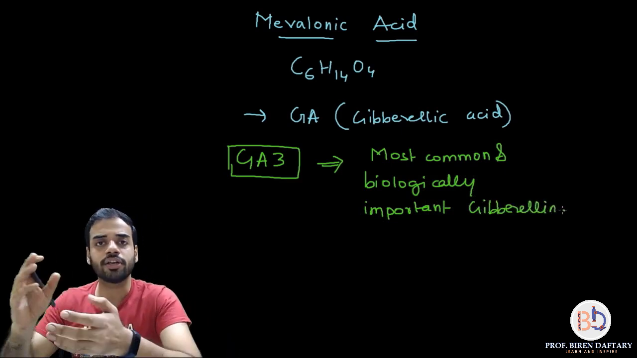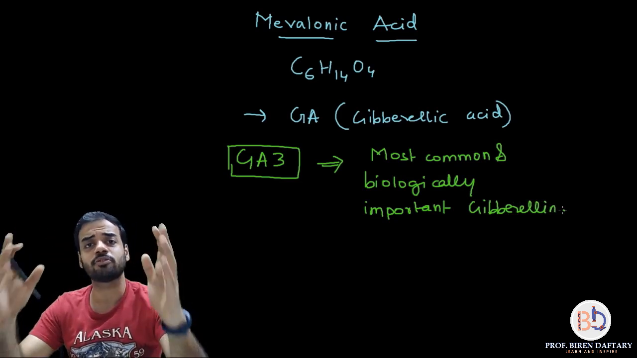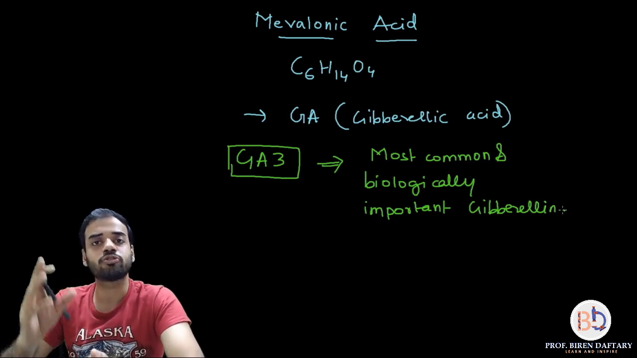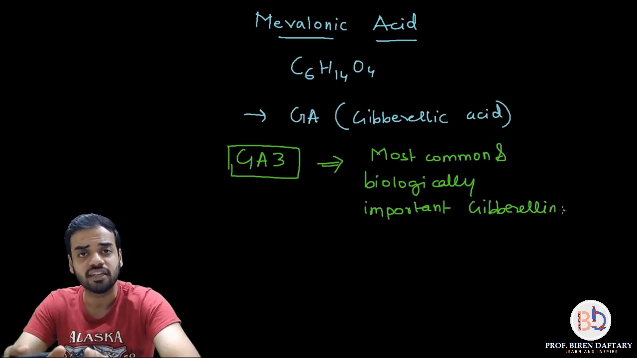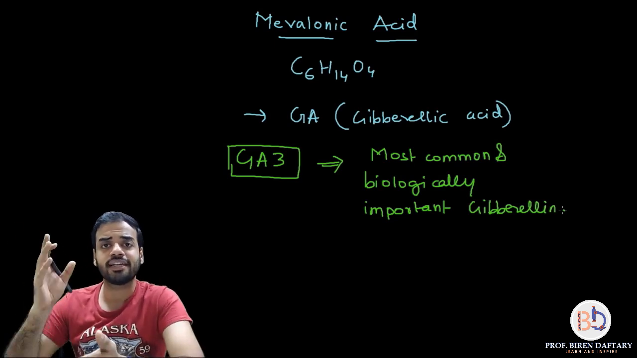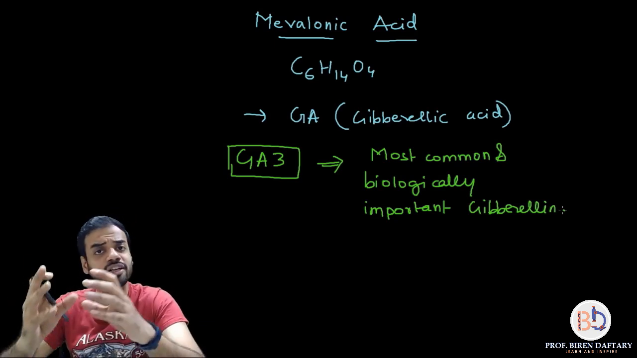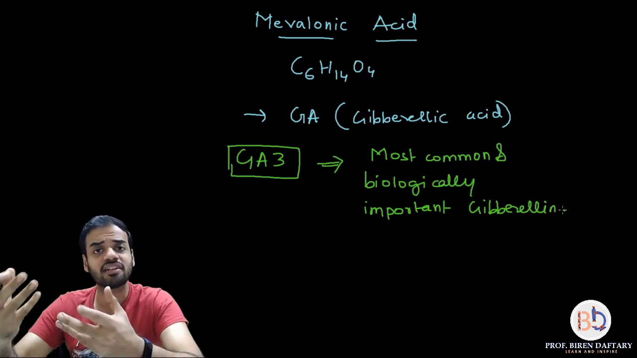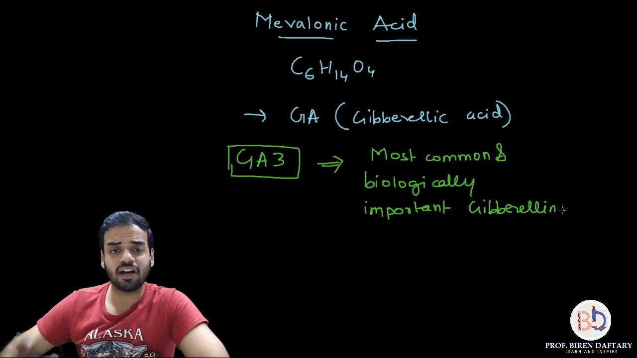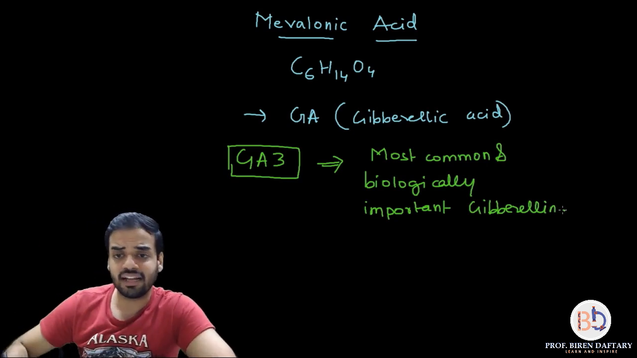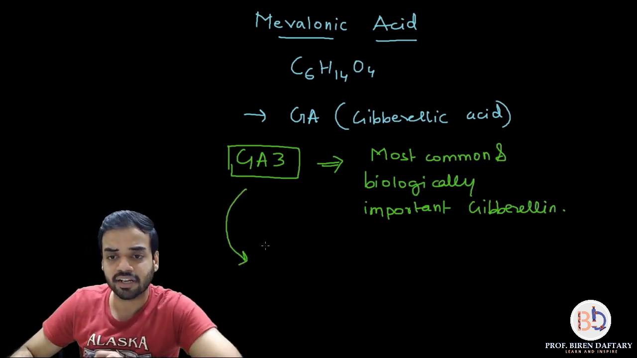Is this clear? Everybody has to remember that out of those 150 types of gibberellins, the most common and the most biologically important type is GA3, which is gibberellic acid 3. It is a derivative of mevalonic acid. Now coming to the structure of gibberellins. We have studied the structure of mevalonic acid, and gibberellins are derivatives of mevalonic acid. So gibberellic acids or gibberellins are basically ring structures, and the ring which is present is called a gibbane ring.